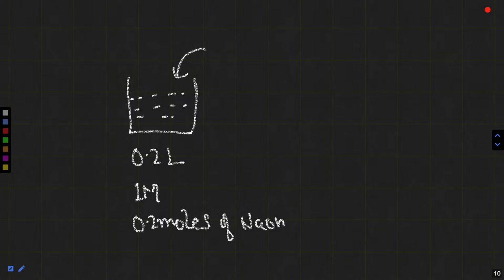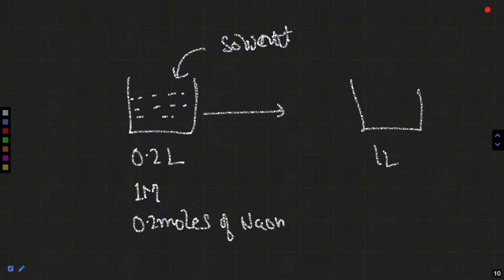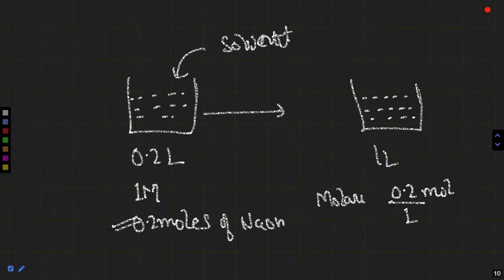Now we start to add solvent to it, and we will add solvent until this volume becomes 1 liter. So now we are only adding solvent, not the solute. So our number of moles is fixed, which is 0.2, but now our volume is 1 liter. Therefore, our new molarity will be what? It will be 0.2 molar.